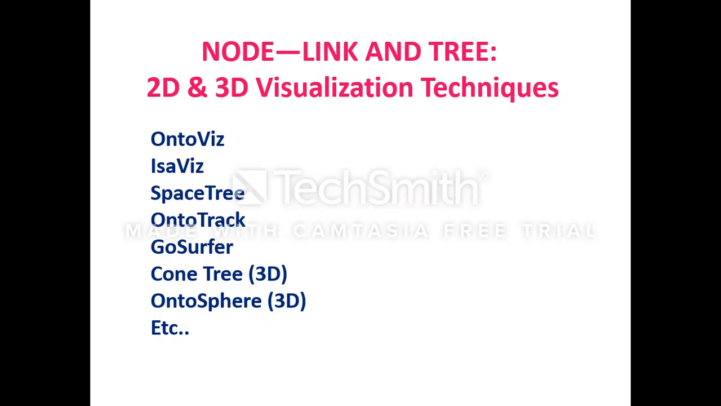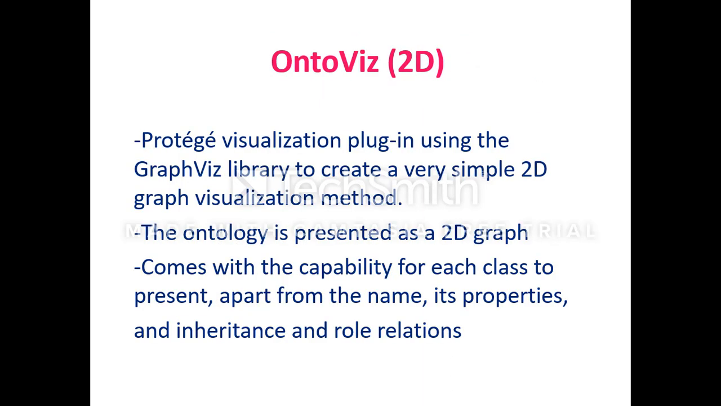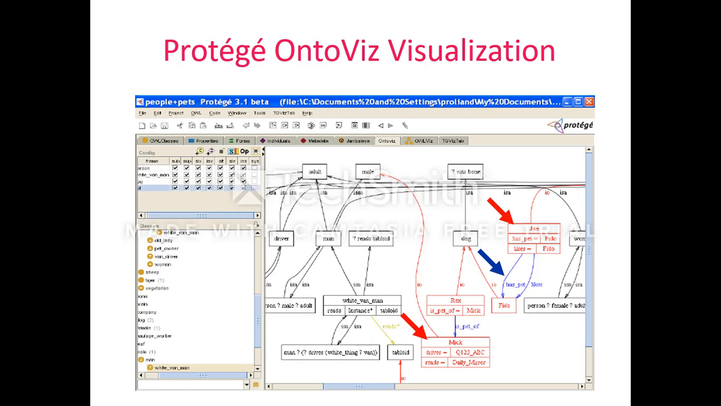These are some of the visualization techniques covered under the node, link, and tree category. OntoViz is a 2D Protege visualization plugin used along with the GraphViz library. The ontology is presented as a 2D graph with the capability for each class to present, apart from its name, its properties and inheritance and role relations.